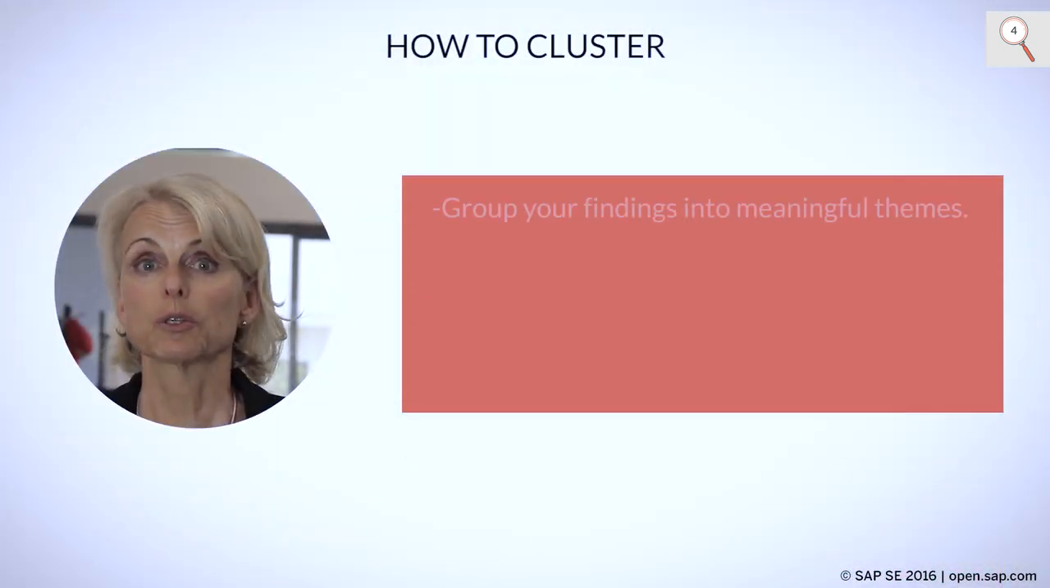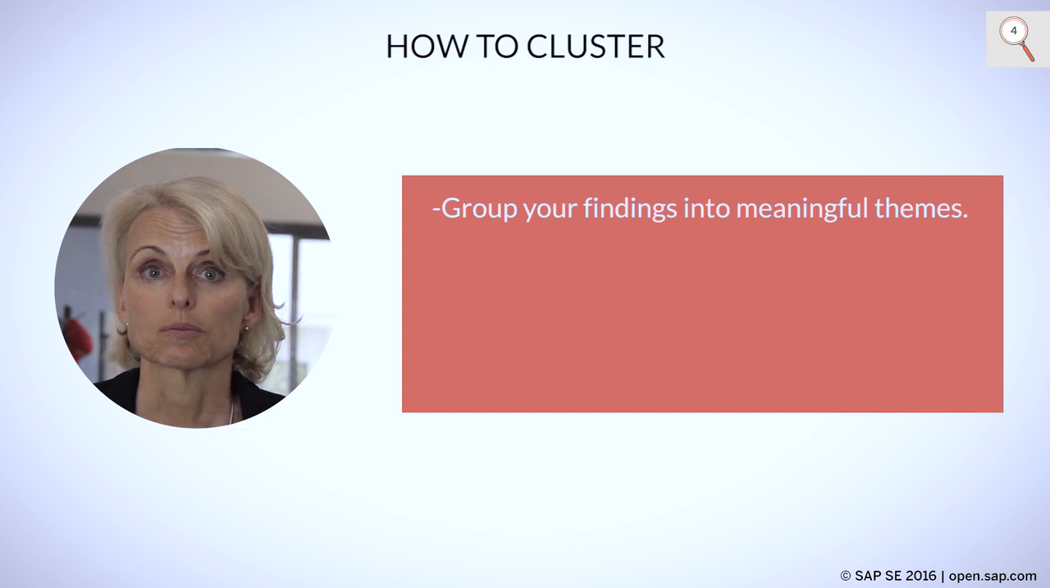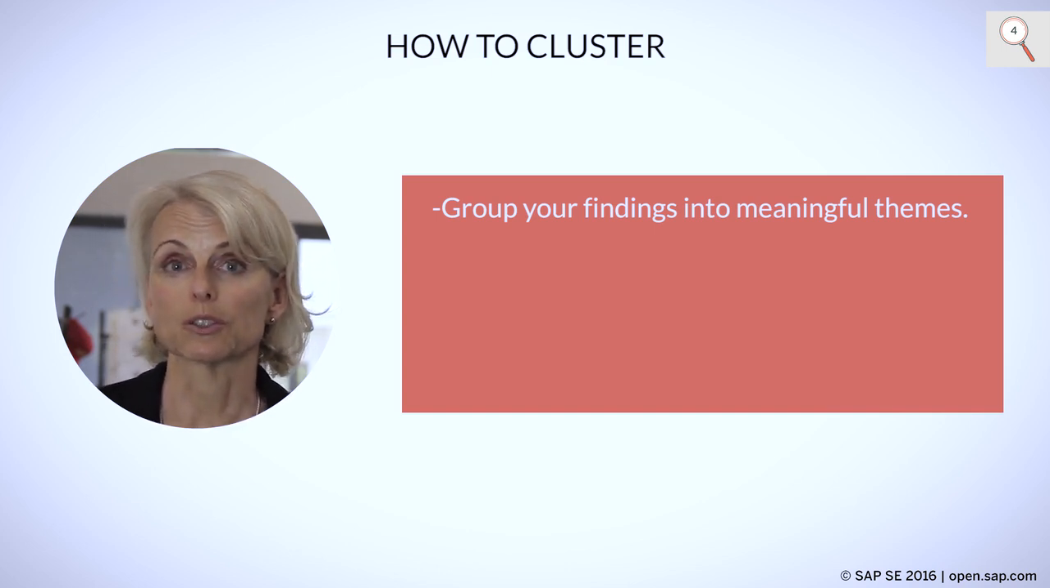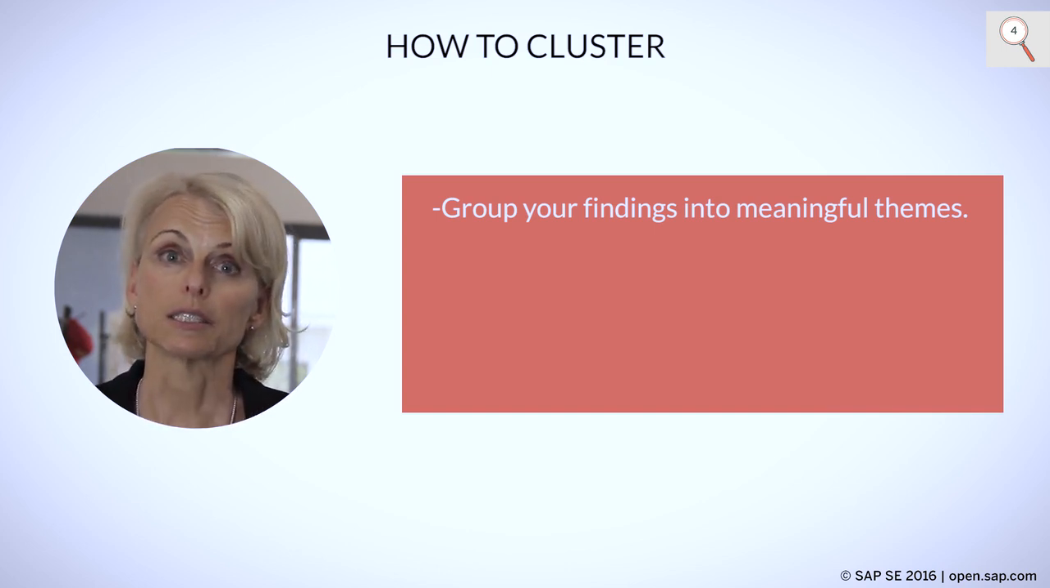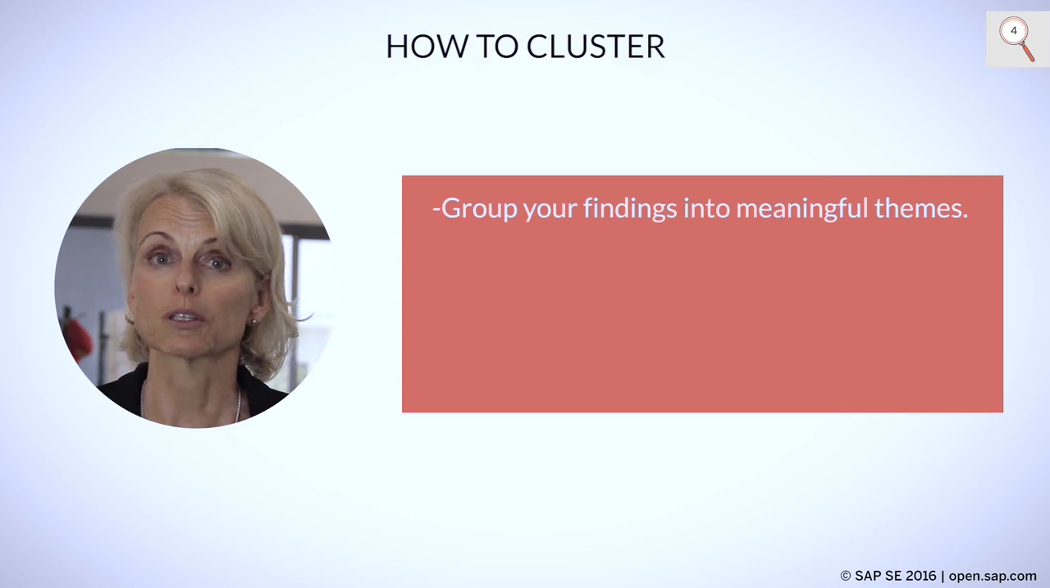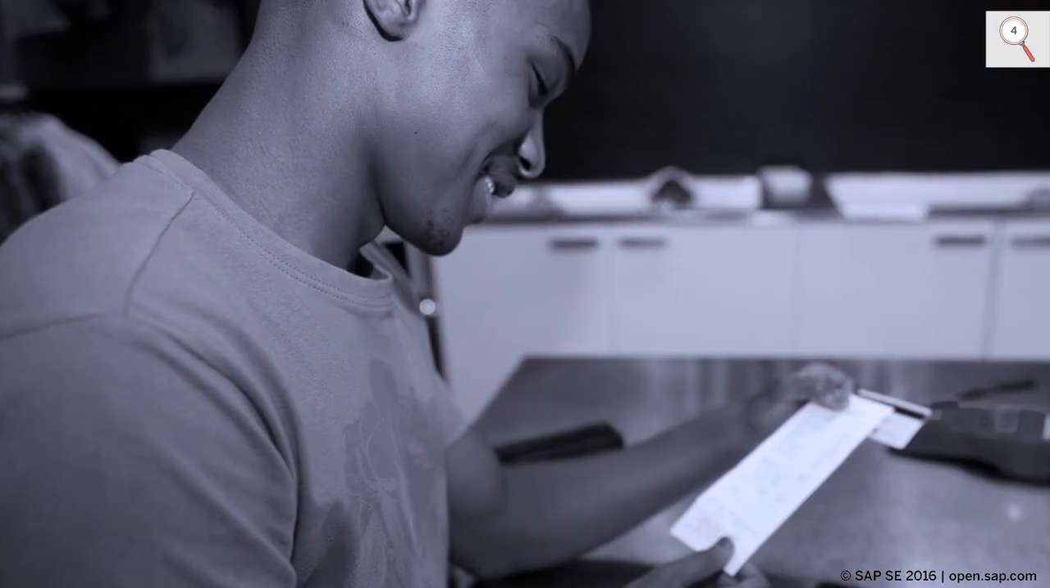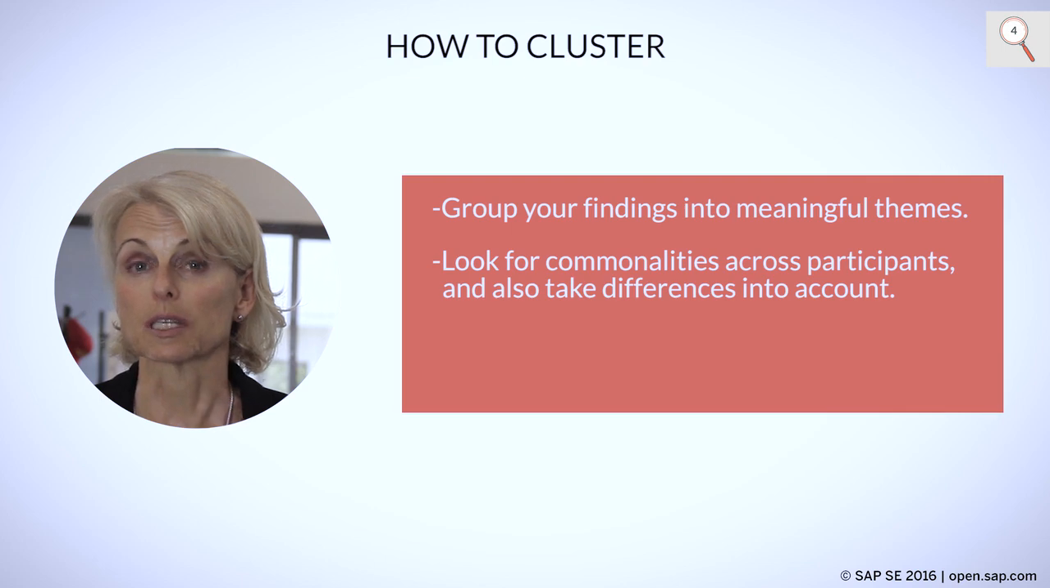So how is this exactly done? Well, you group your findings into meaningful themes. Those kind of emerge as you look at your data. So for example, in the travel case, we found a lot of findings that were related to receipts. You look for commonalities across participants and also actually for differences. So for example, frequent travelers and infrequent travelers, and what do they have in common?